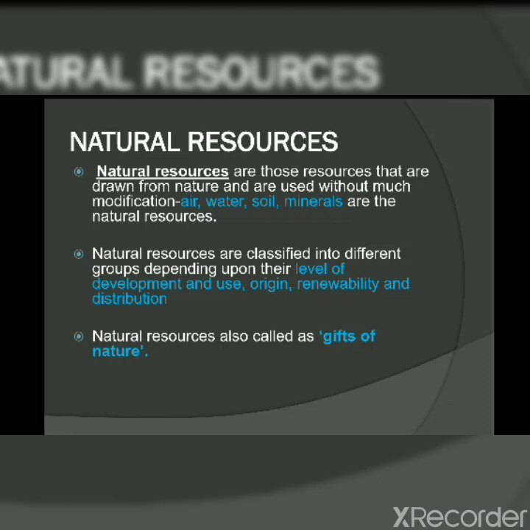Natural resources are classified into different groups depending upon their level of development and use, origin, renewability and distribution. Natural resources are also called gifts of nature. Now let us talk about how natural resources are divided.